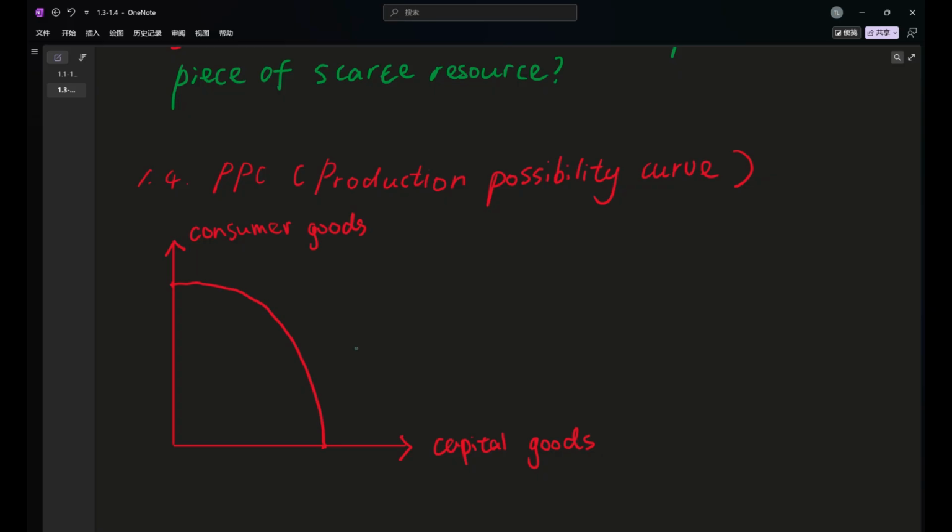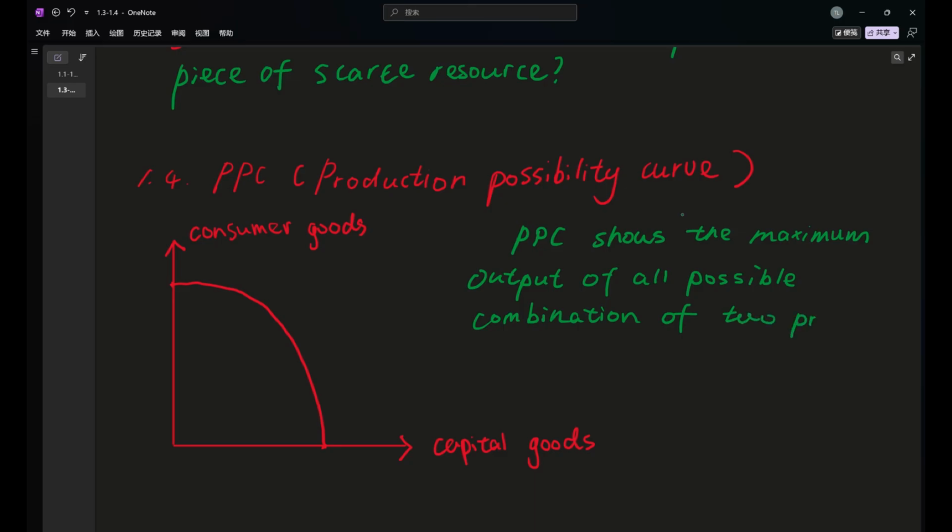So the first thing, of course, is to learn about the definition. So PPC shows the maximum, okay, the maximum output of all possible combination of two products or services with existing resources and technologies.